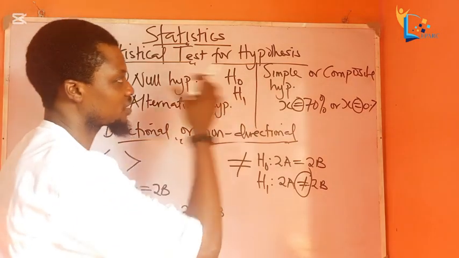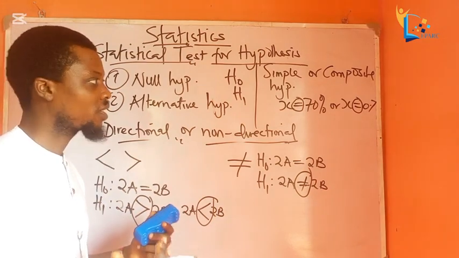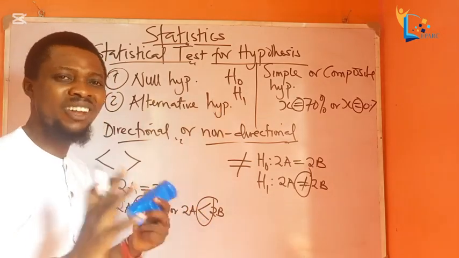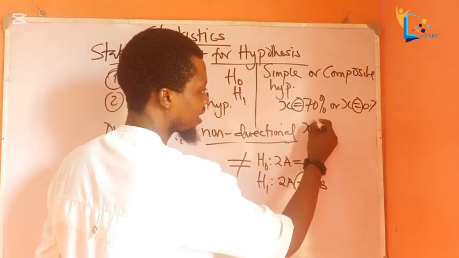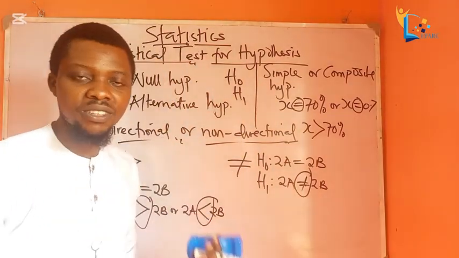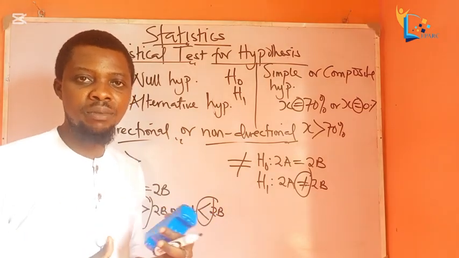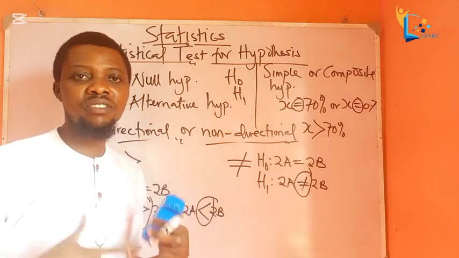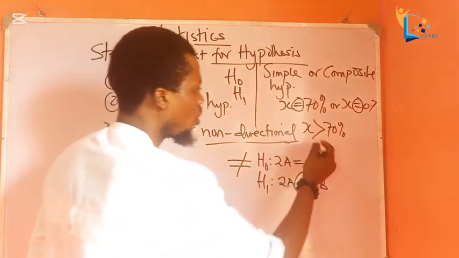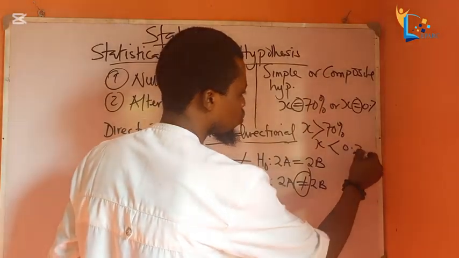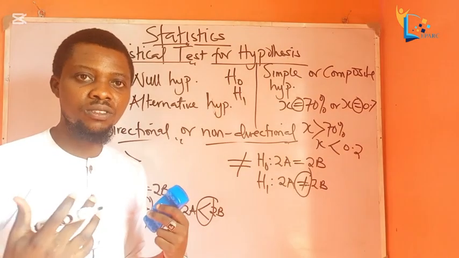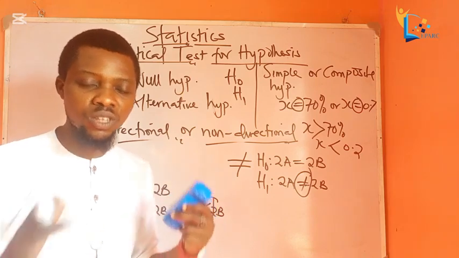But when we say composite hypothesis, we are talking about when the values are not specified. That is, we may have x greater than 70%. So here, it can be 70%, 80%, 90%, 71%, 72, 73, and like that. It's not specific. Or x less than 0.2. In this case, it can be 0.1, 0.001, 0.002, like that.